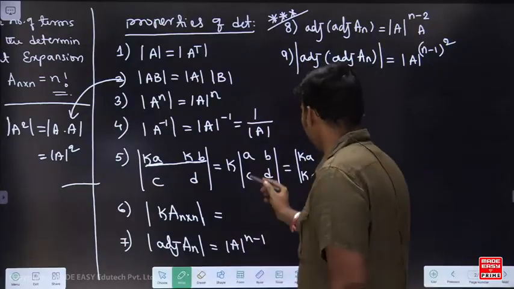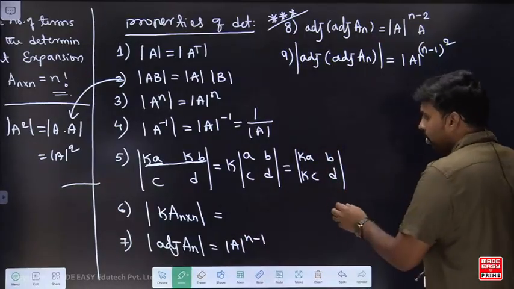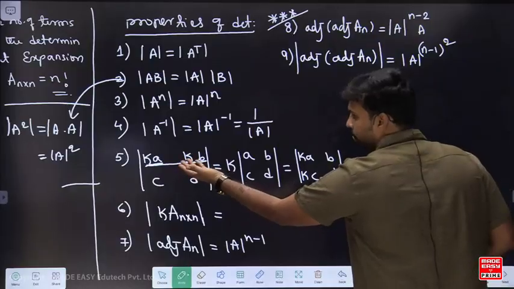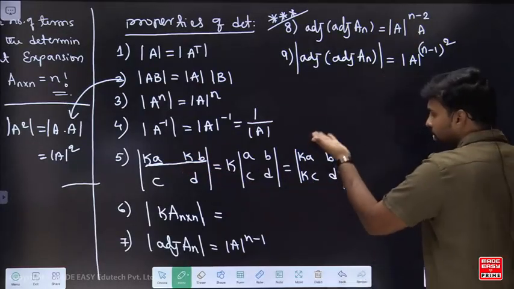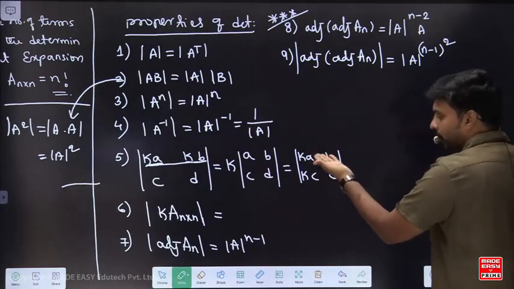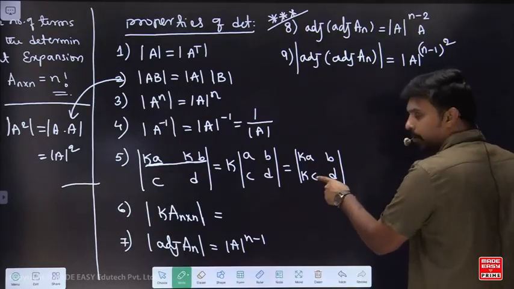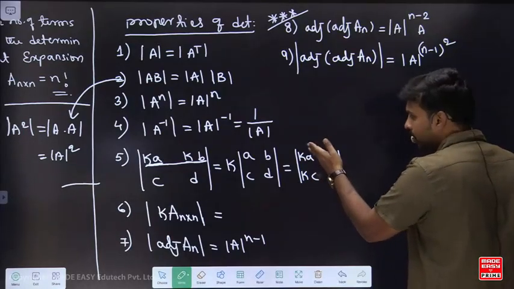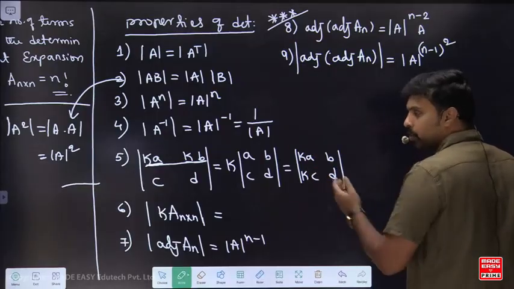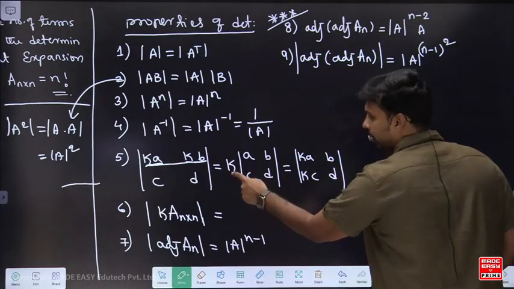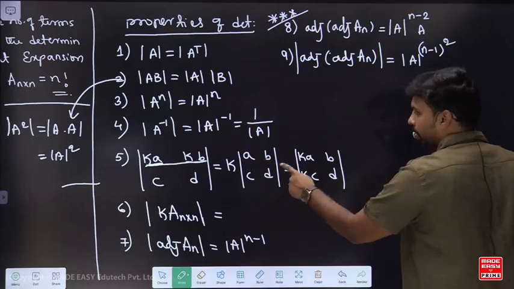Similarly, on this side you can see that. As you take k common from a row, similarly you can take a scalar common from a column also like this. See, in this column k is a scalar multiple here. So I can take this scalar k common from this column and then it is written as k times the determinant of a, b, c, d.